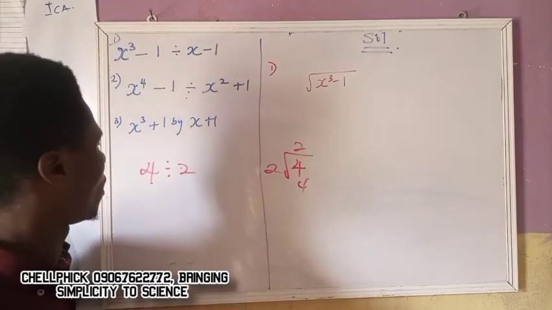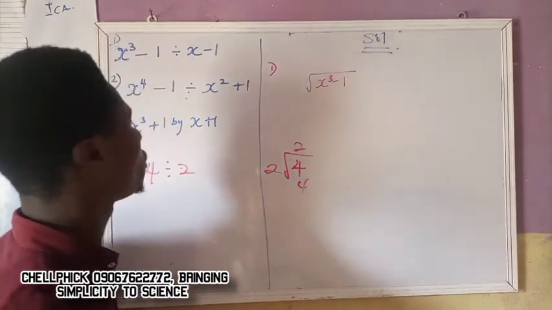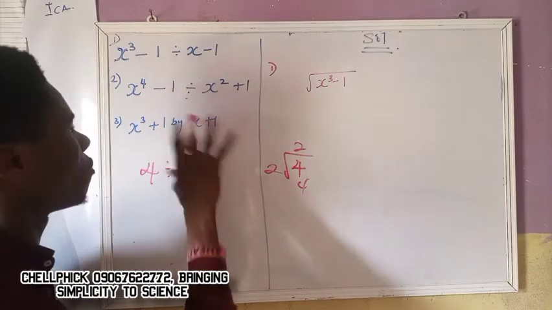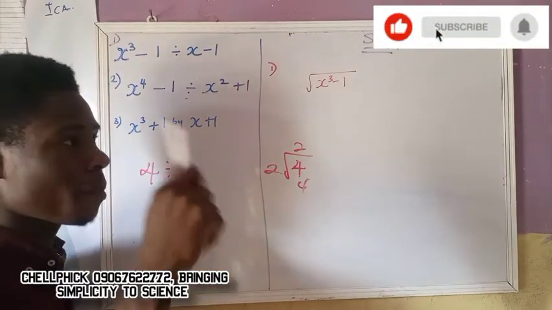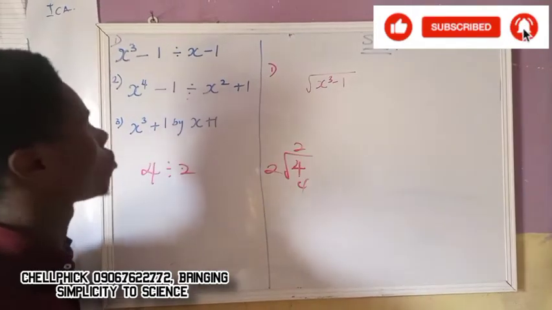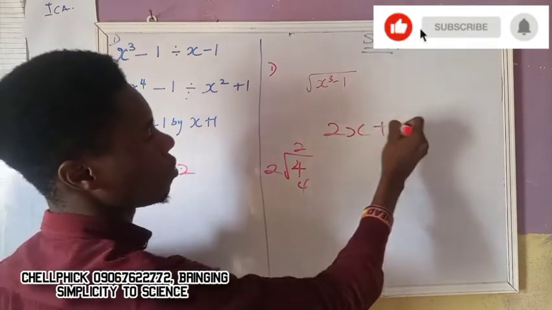I'll be explaining how to divide polynomials. What is the meaning of polynomial? A polynomial is any expression in which the power of the unknown is more than 2. If the power of the unknown is 1, for example, 2x plus y is equal to 3.